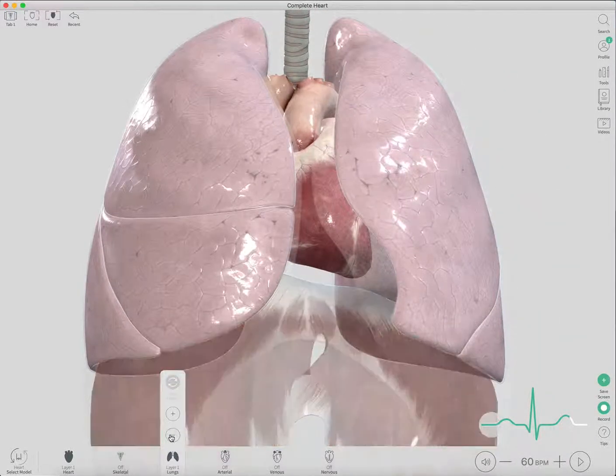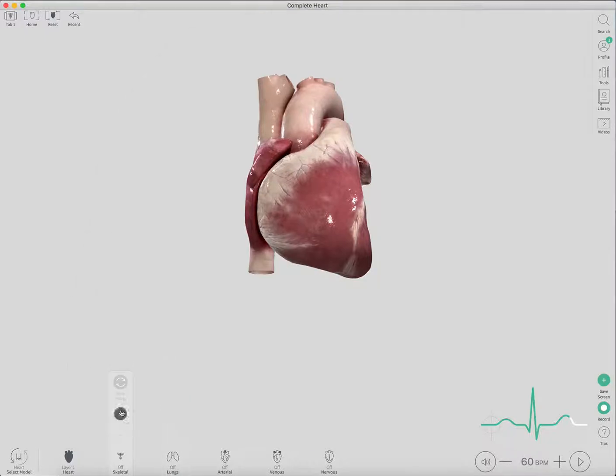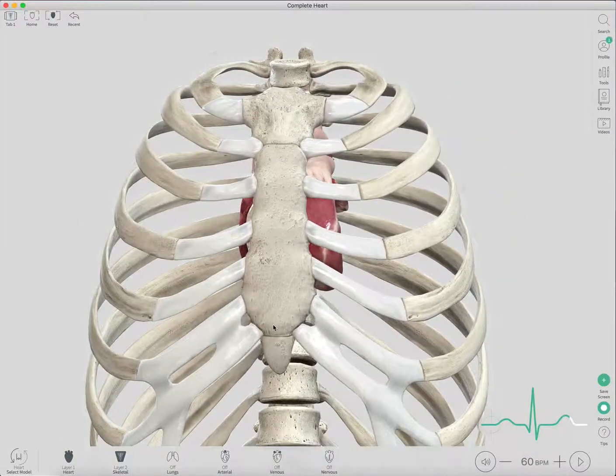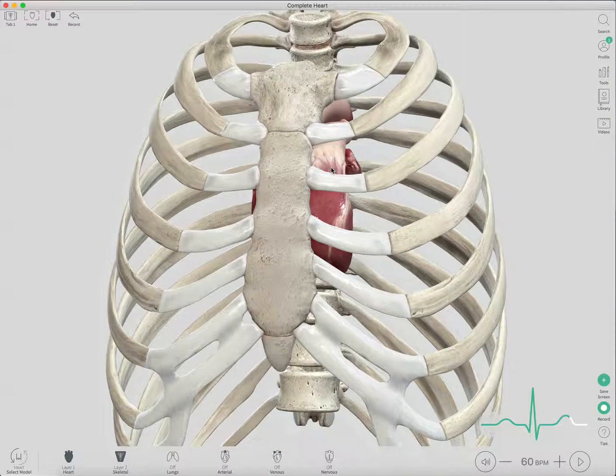So let's remove the lungs layer, and then let's turn on the skeletal layer. As you remember from our rib cage video, there are five ribs, and there are also intercostal spaces. So the apex of the heart, the area where my mouse cursor is hovering over, that is the apex of the heart because it meets at the 5th intercostal space. If we were to count 1, 2, 3, 4, 5, it meets at the 5th intercostal space.